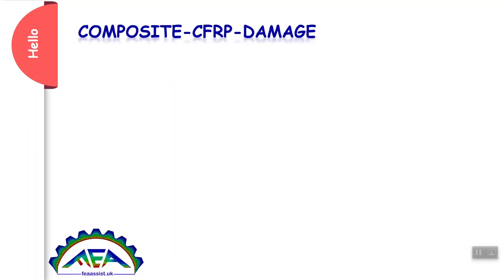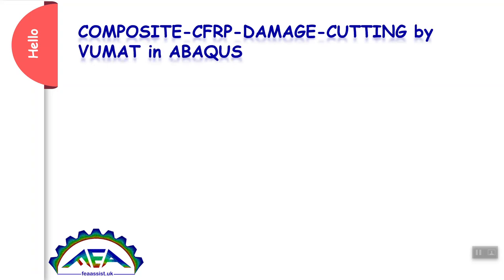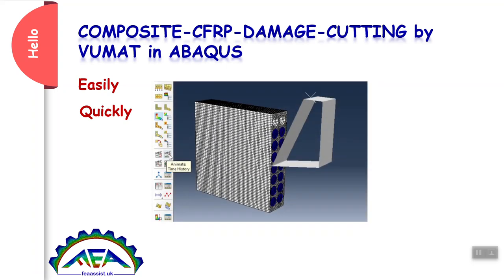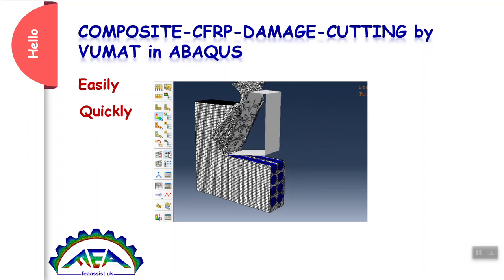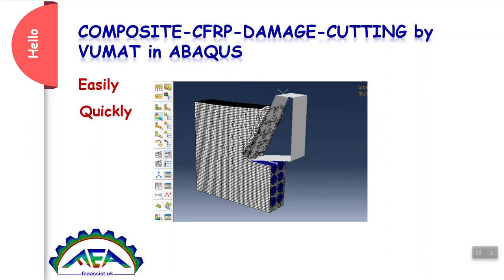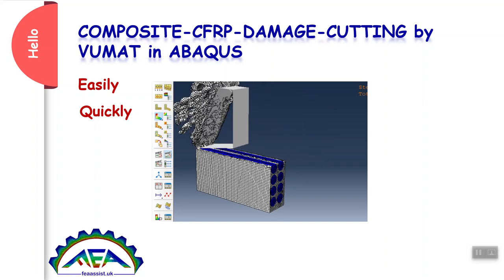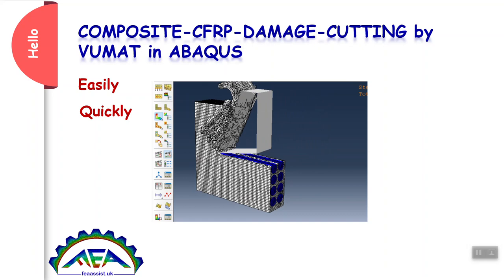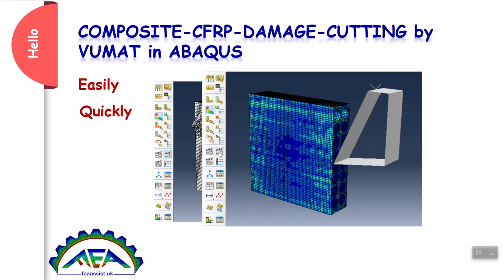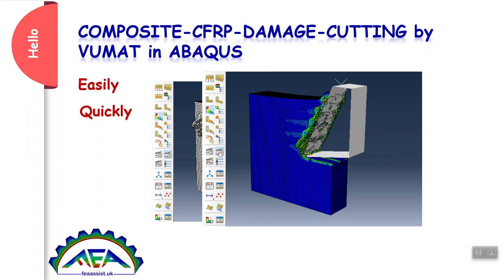Hello, here we want to explain composite or CFRP damage or cutting by VUMAT subroutine in Abaqus. You can learn it easily and quickly by this video. The first solution is micro. In micro solution, the fibers and matrix are defined separately. You can see the cutting process here. The fibers are oriented in 0 degree in this example. Or here, you can see the strain in the elements and the chip formation.